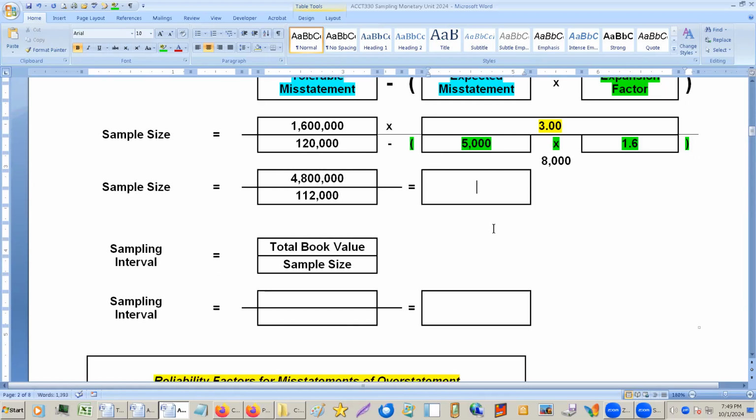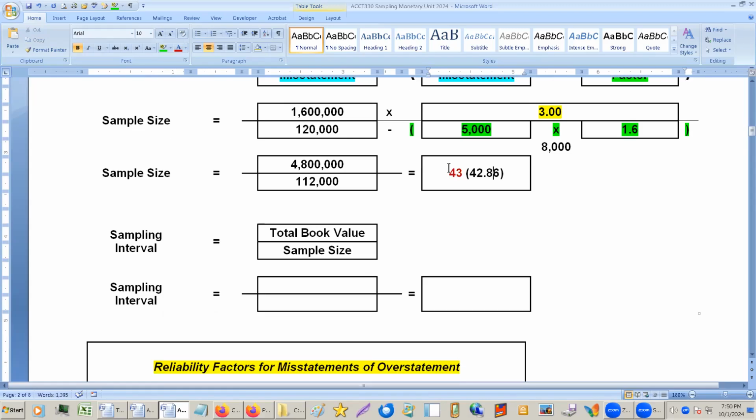And so we're going to divide that. I turned up my calculator, now it doesn't want to come back on. Divided by. So 42.857, blah, blah, blah. So 42.86. Now we can't take 0.86 of an item, so we're going to round this to 43. So this is going to be our sample size. Round it to the nearest whole number. So we're going to take 43 items.